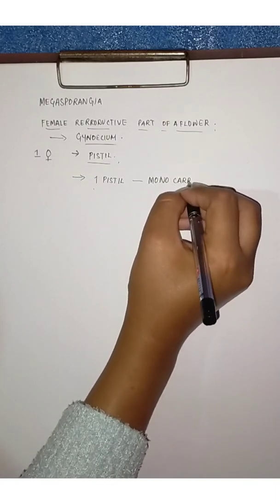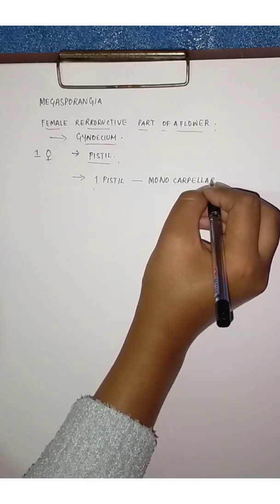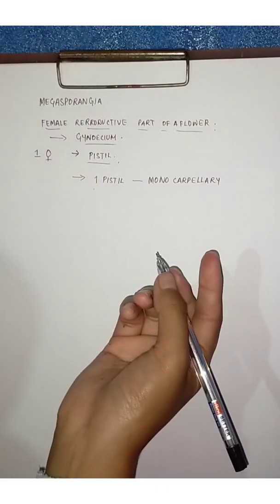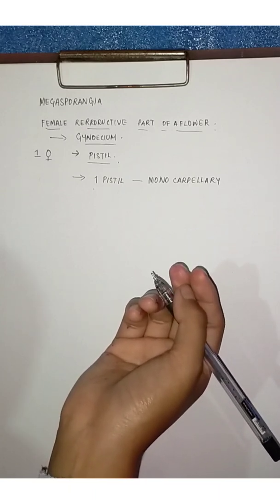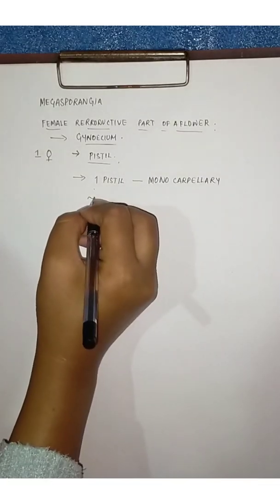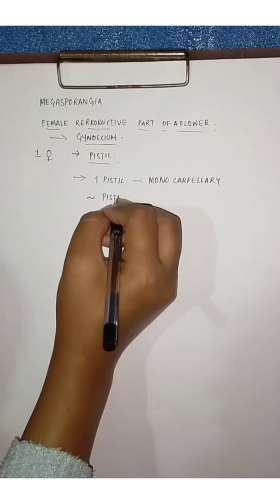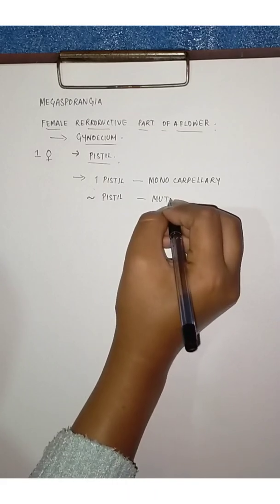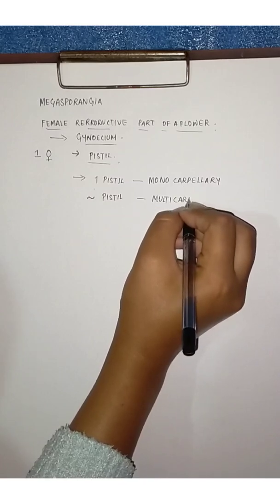monocarpellary. If there's two pistils in a flower, we say bicarpellary. If there's three, we say tricarpellary. But if there are many pistils, we say a multicarpellary flower.